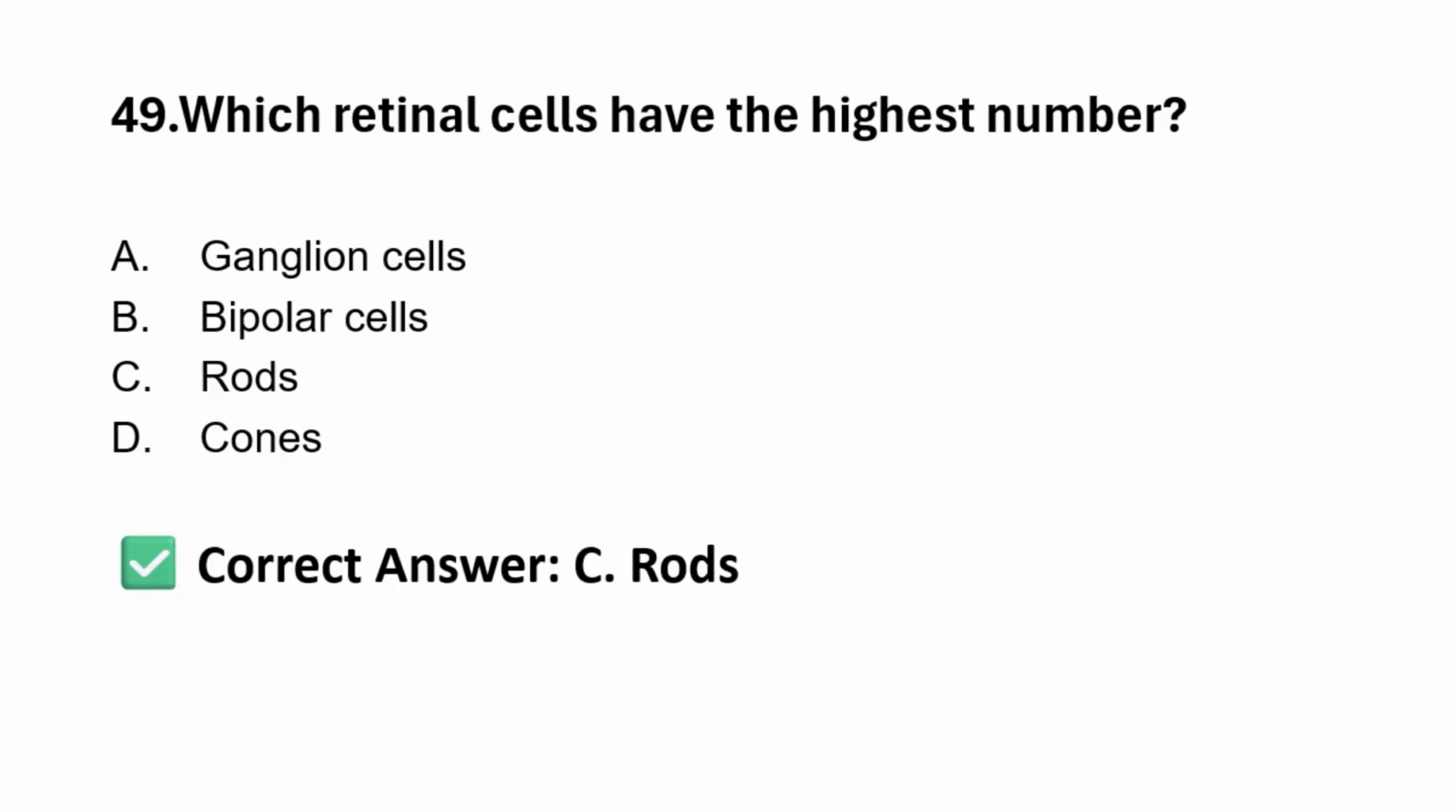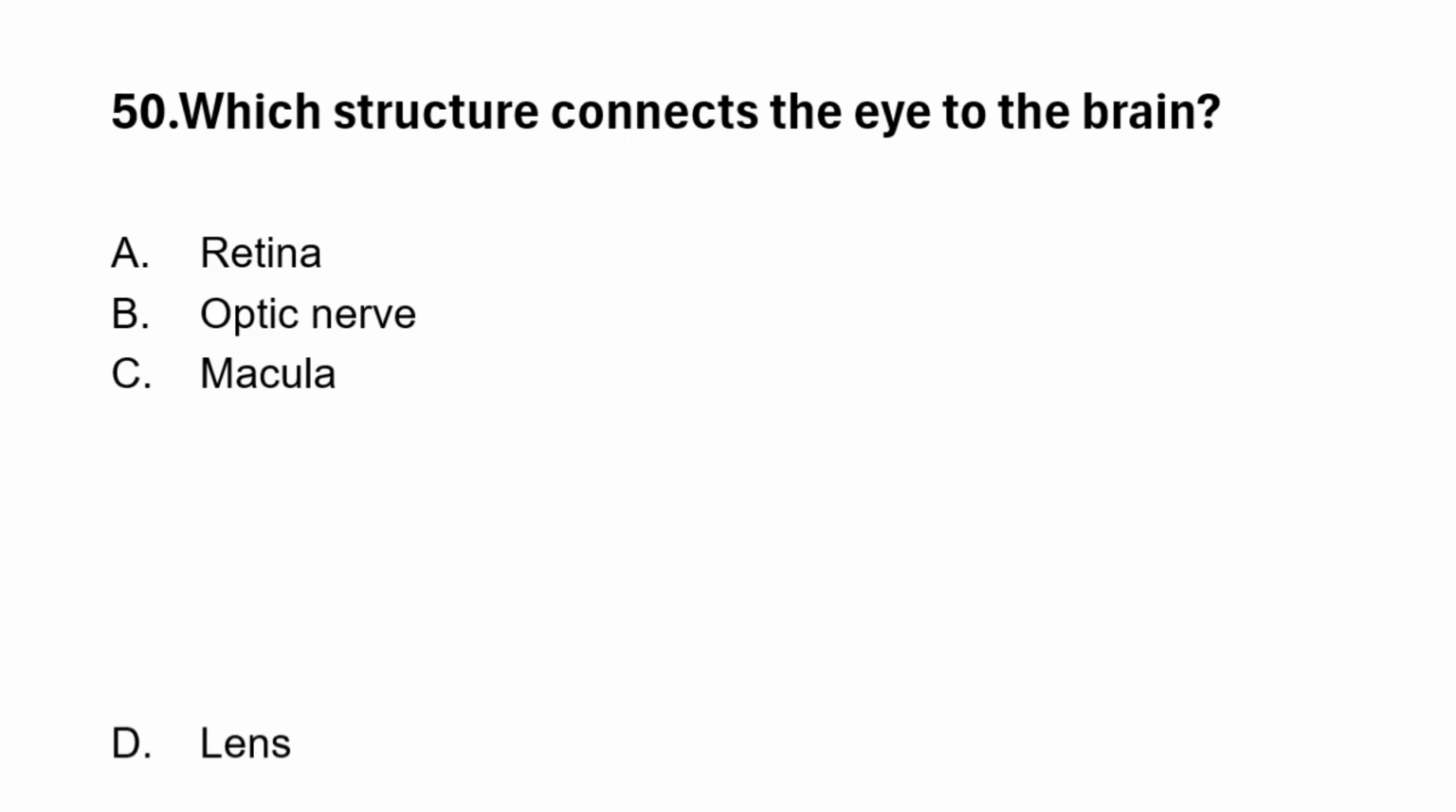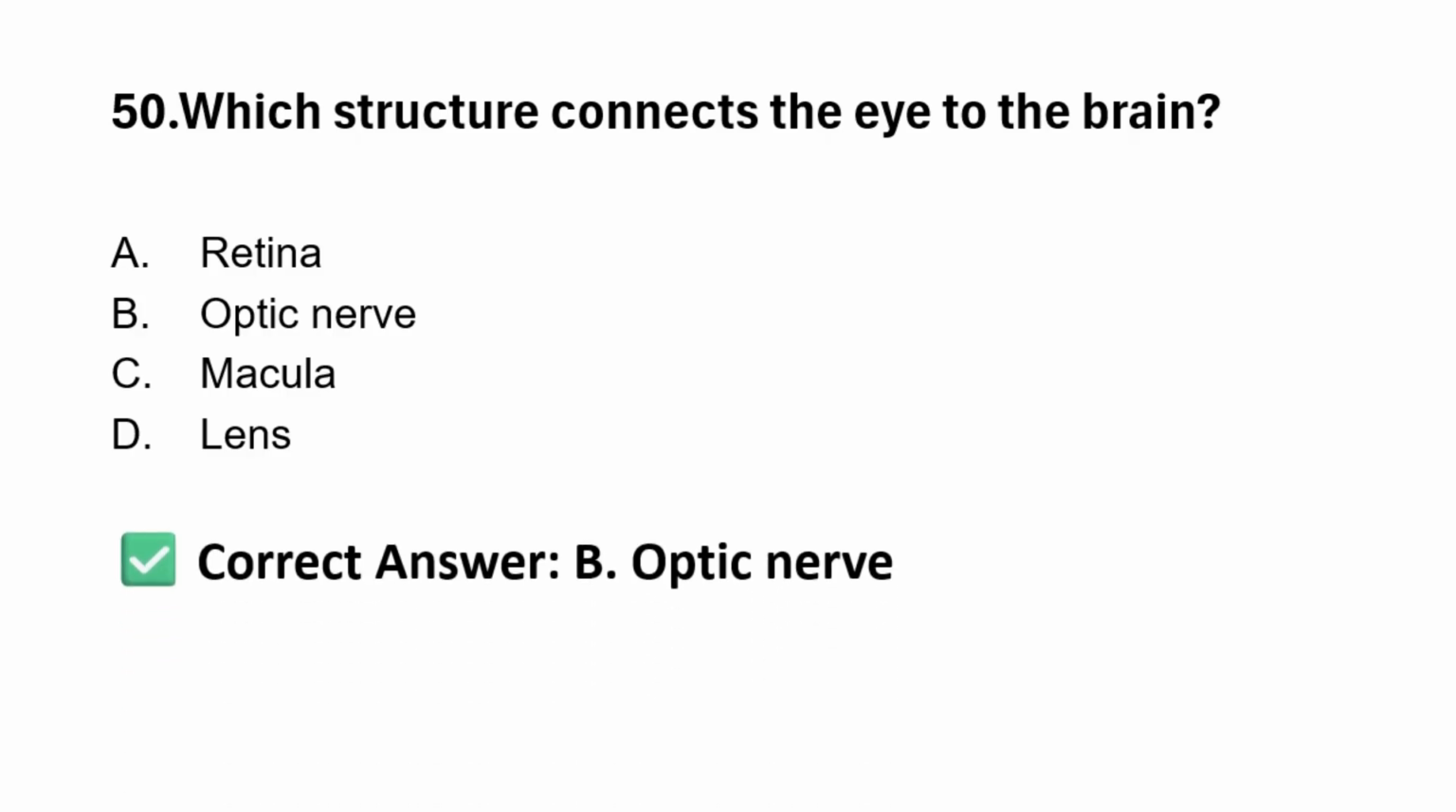Moving to the next question, question number 50. Which structure connects the eye to the brain? Option A, retina. Option B, optic nerve. Option C, macula. And option D, lens. So the correct answer is option B, optic nerve. The optic nerve is like a communication cable between the eye and brain, carrying all visual information for interpretation.